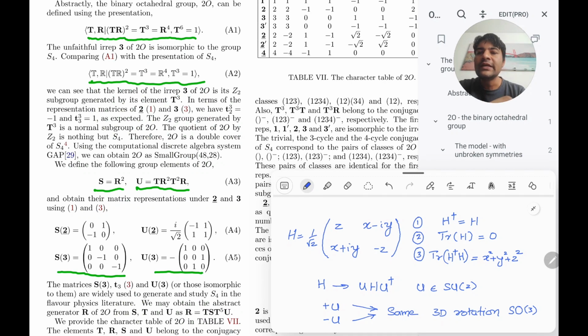This is nothing but a Z2 group that corresponds to the double of the double cover. This Z2 group forms a normal subgroup of 2O, and if you take the quotient of 2O with this Z2, we will get nothing but the group S4.